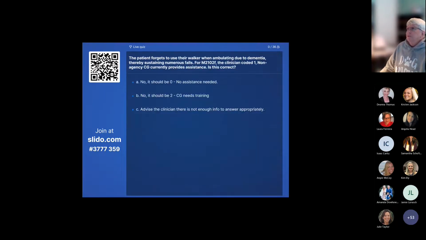Okay, slow down. So the patient forgets to use their walker when ambulating due to dementia, thereby sustaining numerous falls. For M2102F, the clinician coded 1, non-agency caregiver currently provides assistance. Is this correct? So just the 3 answers there. So choose your answer.